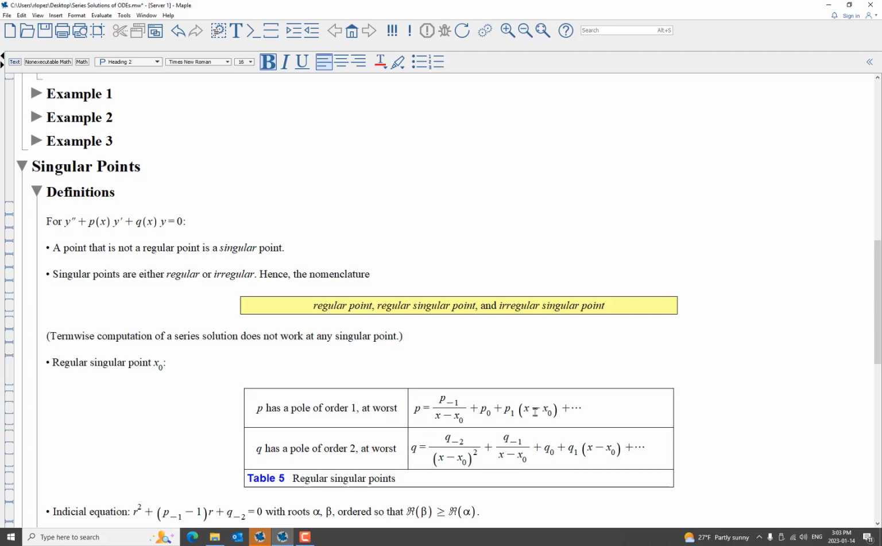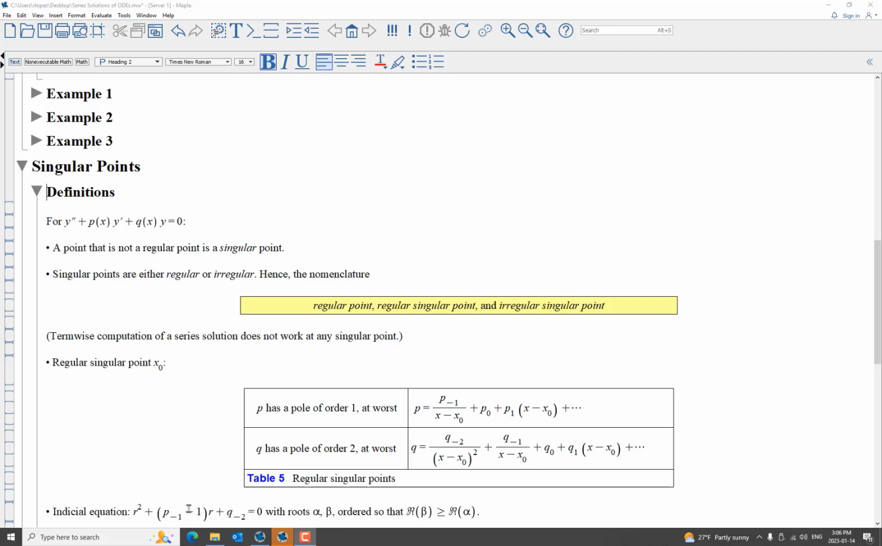So P will look something like this. There'll be a leading coefficient of the Laurent expansion, and Q will look like this. There will be two leading terms in the Laurent expansion. Now, from these coefficients, P sub minus 1, Q minus 2, Q minus 1, we can write down this quadratic equation. It's called the indicial equation. The coefficients P minus 1 and Q minus 2 appear. We will soon see where this equation comes from.